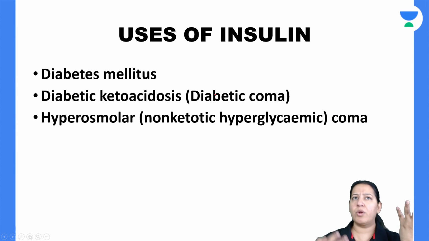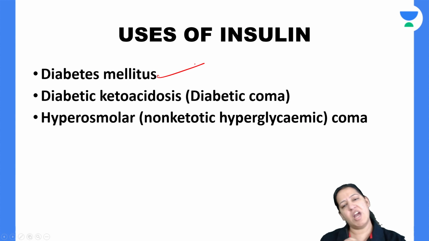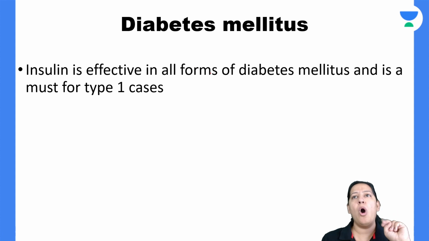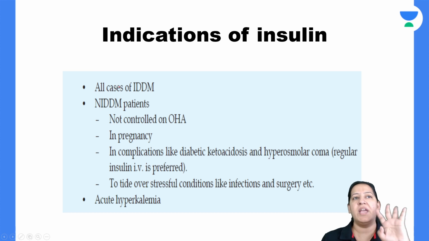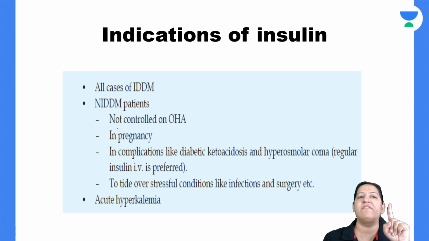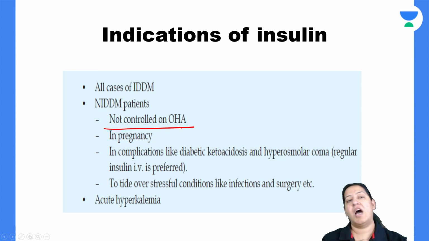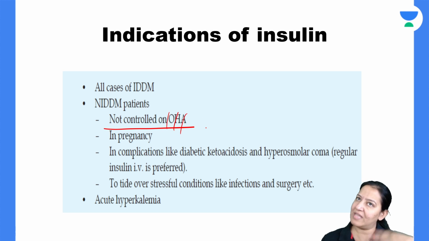The uses of insulin we all know. In diabetes. In which diabetes? Type 1 or type 2? In all forms of type 1, insulin is the only treatment. What about type 2? In type 2, you have to give it only when it is not controlled on OHA. Otherwise, first try OHA, oral hypoglycemic agents. If it is not controlled, then give insulin.